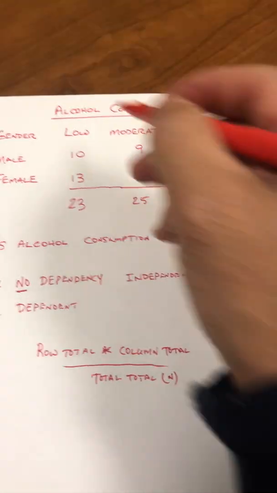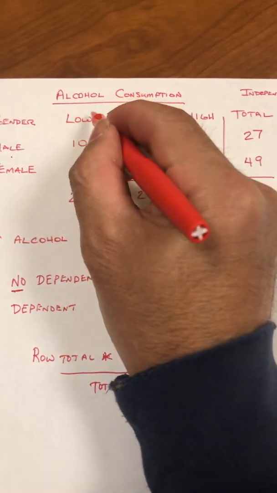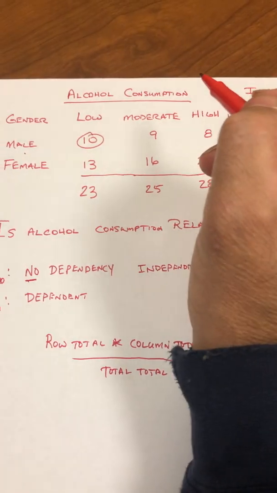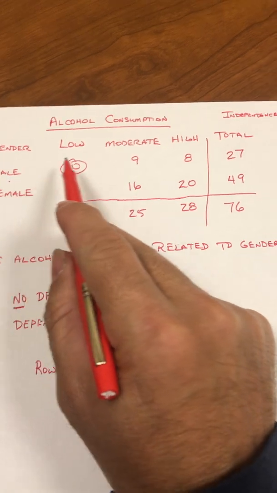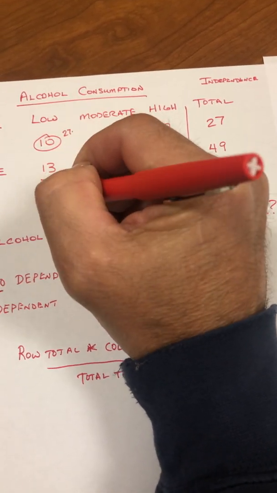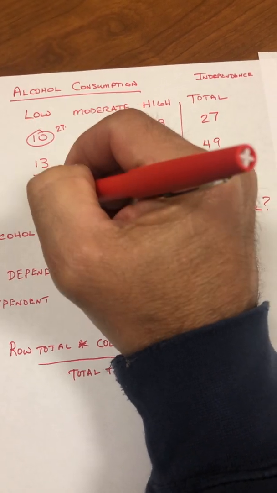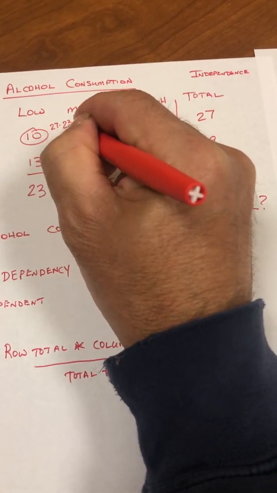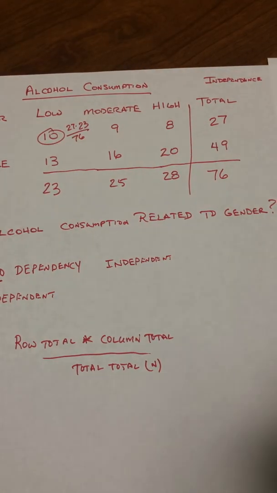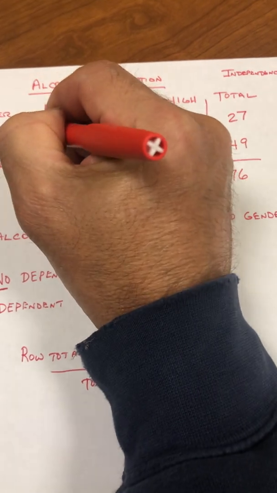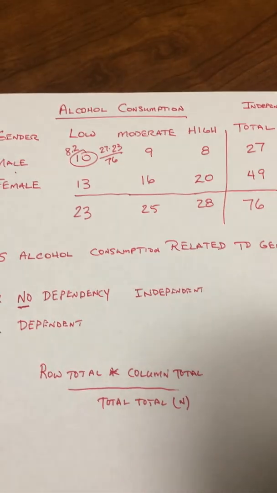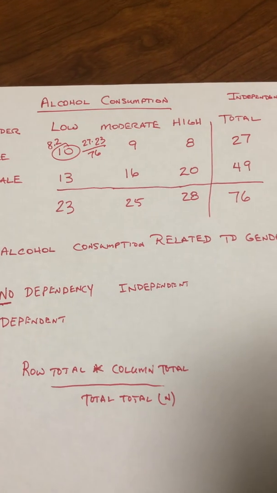So if I want to find the expected value for male with a low drinking, my observed was 10. What was my expected? Well, I take the male row, which is 27, times the low column, which is 23, and then I divide that by the total, which is 76. And the value I get for that is 8.2. My expectation was there would be 8.2 people in that particular category.